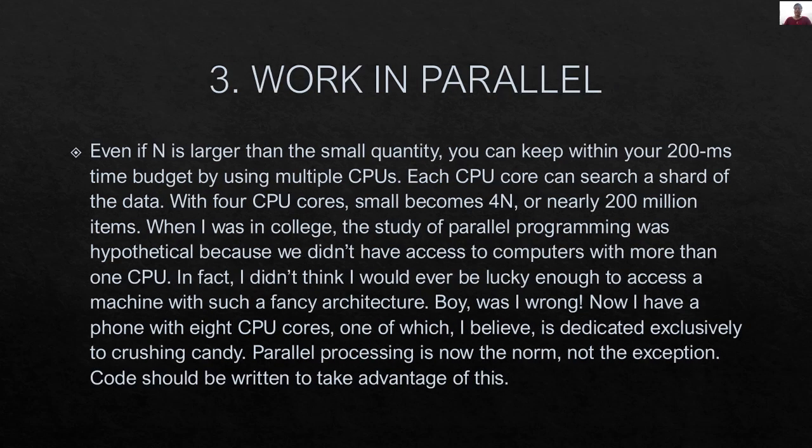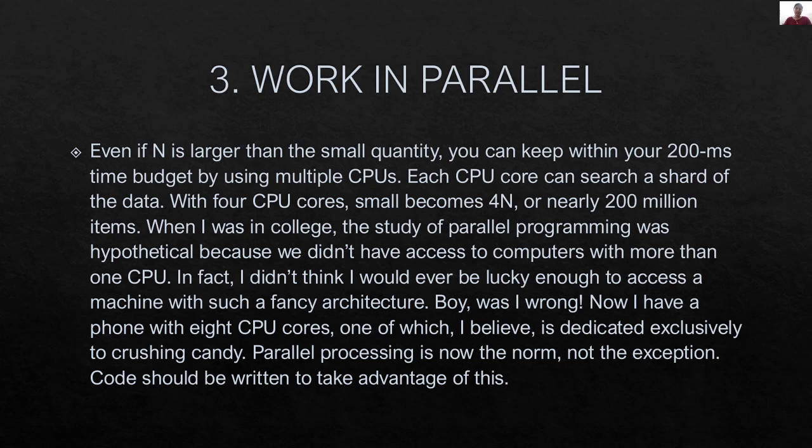Work in parallel. Even if n is larger than this small quantity, you can keep within your 200 millisecond time budget by using multiple CPUs. Each CPU core can search a share of the data. With 4 CPUs, 45 million becomes 180 million, and nearly 200 million items can be searched.